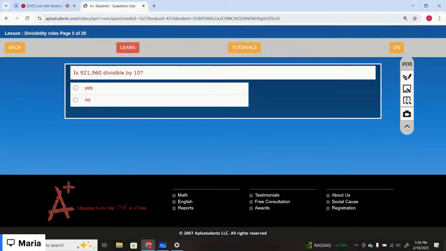The correct option is yes, it is divisible by 6. Is 921,910 divisible by 10? Yes, it is divisible by 10.